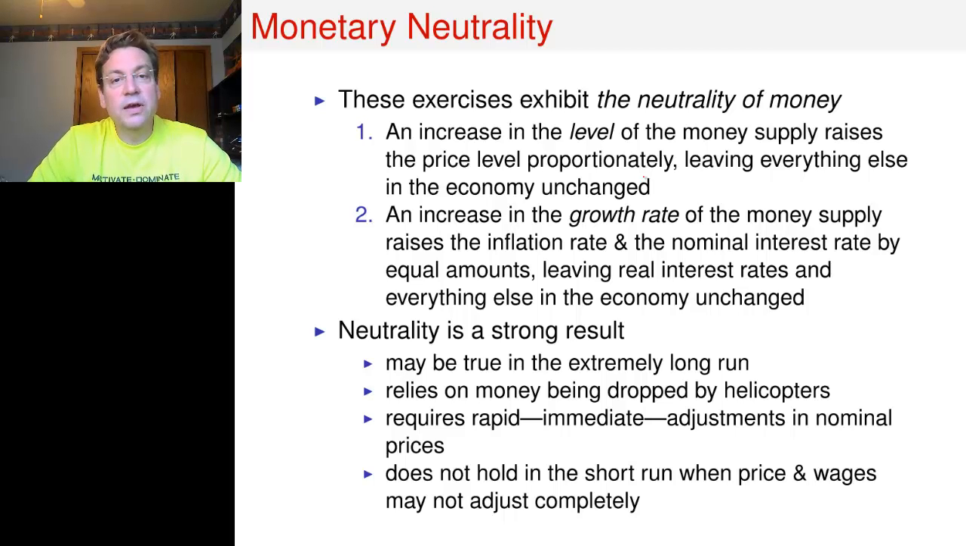I want to emphasize that neutrality is a very strong result, and it's something that might be true in the very long run, but it relies on this money just being dropped by helicopters. And it requires very rapid, in fact immediate, adjustments in prices. But in the real world, wages and prices don't adjust immediately, and therefore in the short run, you're going to find that this neutrality result breaks down.